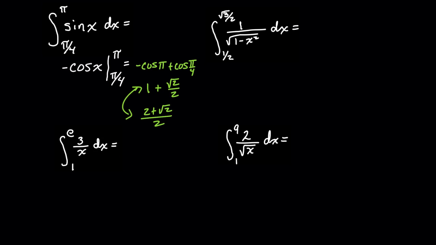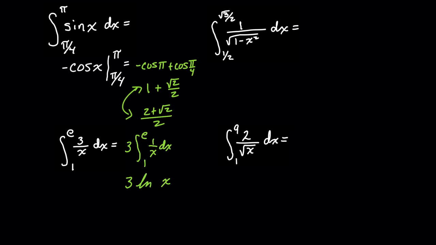So what you want to recall on this is that this is equal to 3 times the integral from 1 to e of 1 over x dx, and you want to think about, well, what the derivative of what function is going to give you 1 over x, and that is natural log of x.